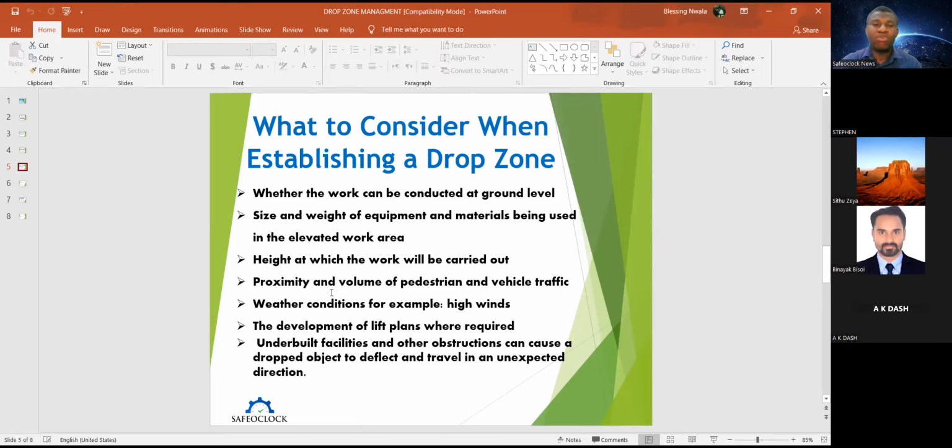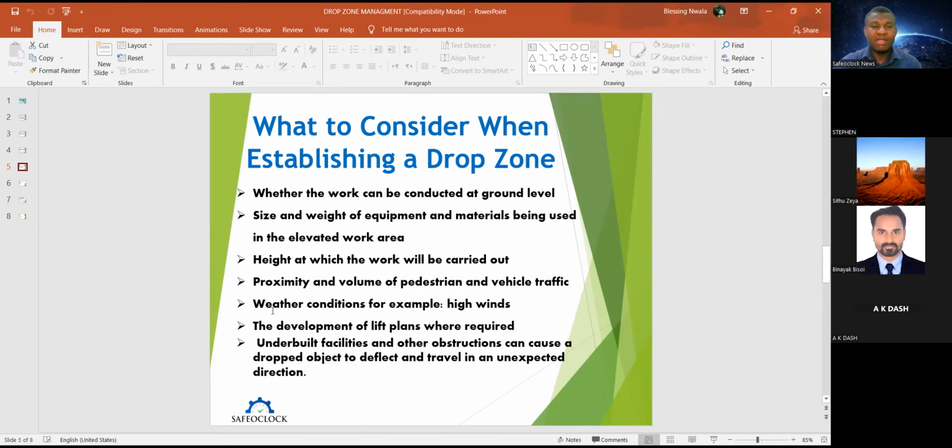Okay, then the next thing to consider is the weather condition. If there is very high wind, then you know that the object that is falling will not be falling directly under where the work is being done. It could deflect. The high wind could cause the object to deflect either to the left or to the right, or outside the perimeters of where the job is being done.